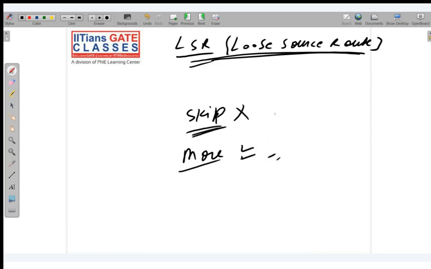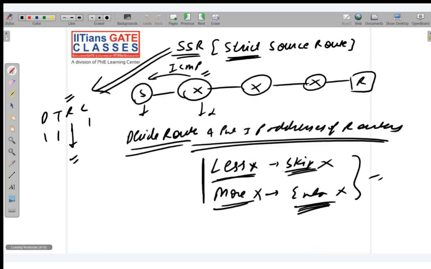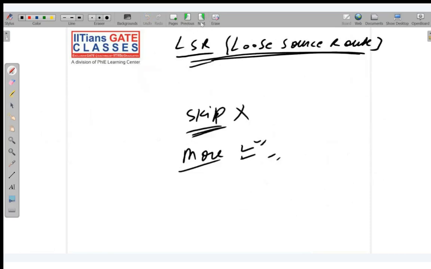Yes, sir. So take the snapshot. I will jump to the next slide. Done, sir. So LSR and SSR are similar, one and the same thing, basic meaning. The only thing is in LSR, skipping is not allowed, but you can visit more routers. And here, skipping is not allowed, and more routers are also not allowed. Take the snapshot. I will jump to the next slide. Done, sir.